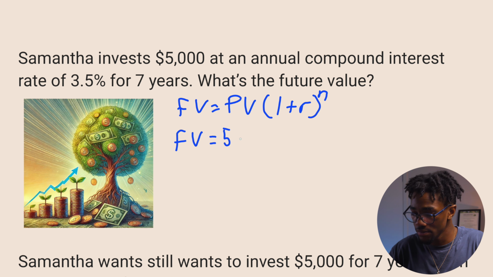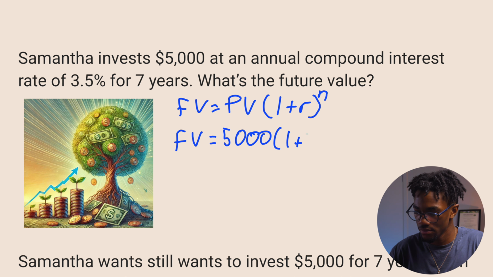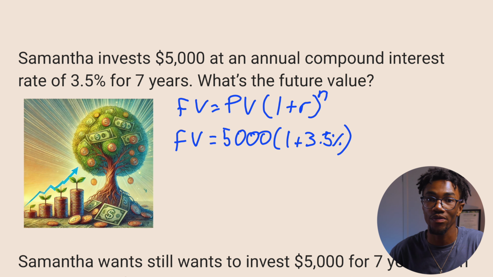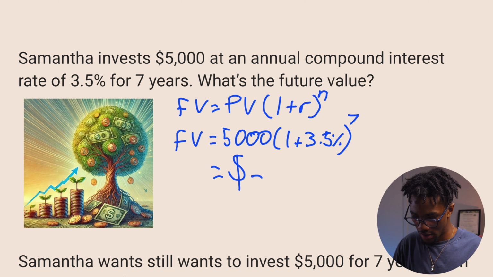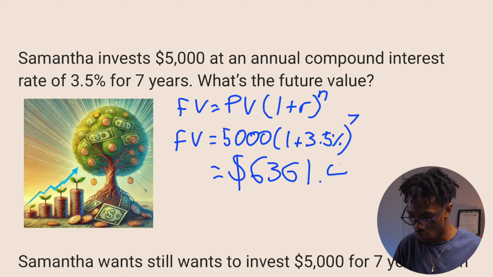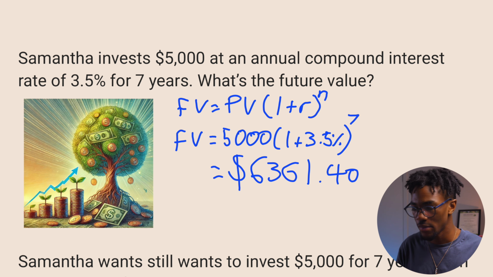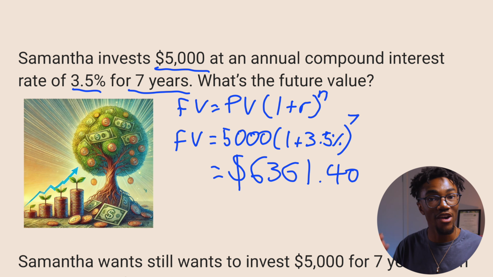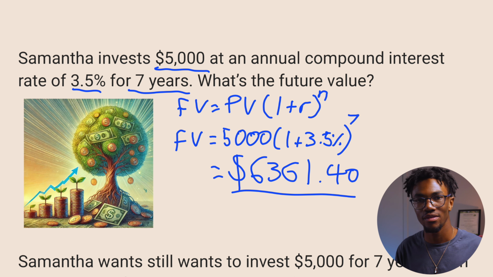How much we're going to put in, the rate, the power of 7. And then we just put this in the calculator. And that equals 6,361.3. Therefore, if we invest $5,000 at a rate of 3.5%, for 7 years, at the end of those 7 years, we will get $6,361.30.